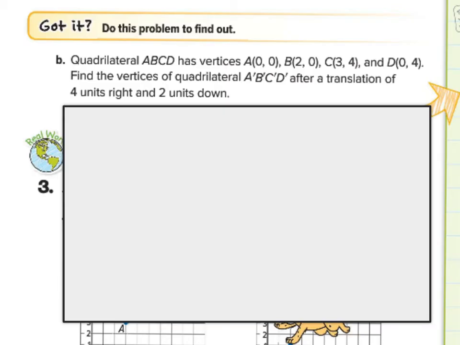Okay, now let's practice that. If you think you know how to do it, please pause the video now and try it on your own. Otherwise, just watch right through.